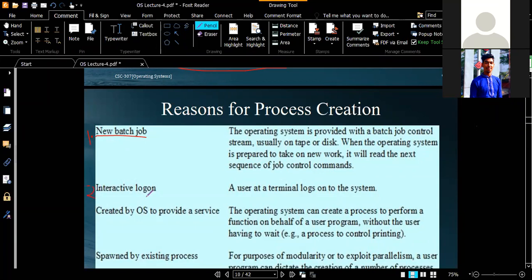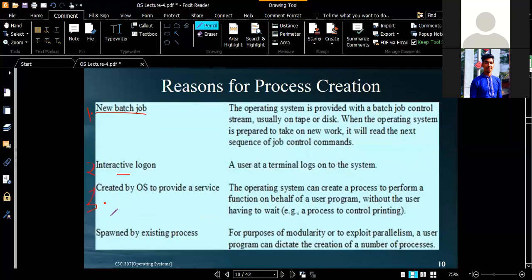Two, interactive logon. Whenever the user turns on a system, so basically whenever you turn on your computer, processes will be created, such as the display function, the login function, and so on. You didn't give any command, but still whenever you turn on your computer, new processes are being created. Then number three, created by the operating system to provide services. Sometimes you're browsing and listening to something, connecting to the internet. Every time you give a command, the operating system will create new processes to help you or make things easier for you.